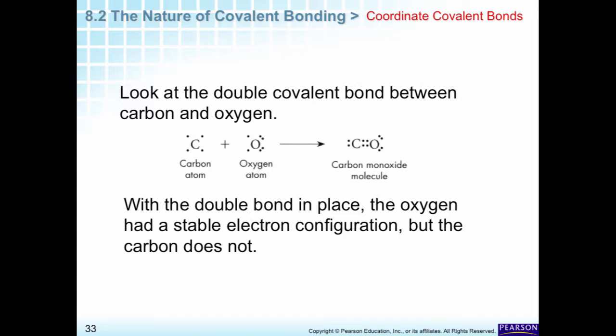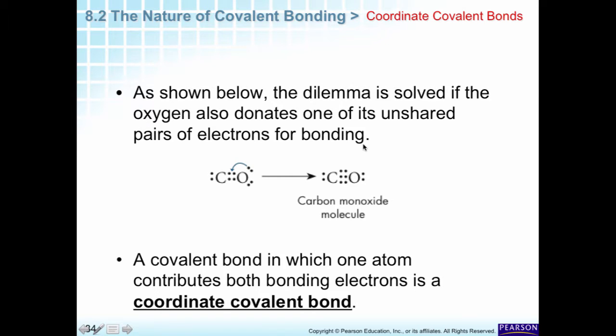So let's look at what happens. If we look at this, we have carbon, and we get the double bond here. So we have 8 for the oxygen, but we only have 6 around carbon. So if we borrow 2 of these electrons from the oxygen and form a triple bond, then everybody's happy. So the reason we call it coordinate covalent is it's actually getting extra electrons from an electron pair on one of the other atoms.